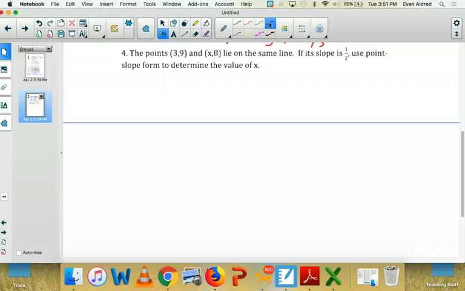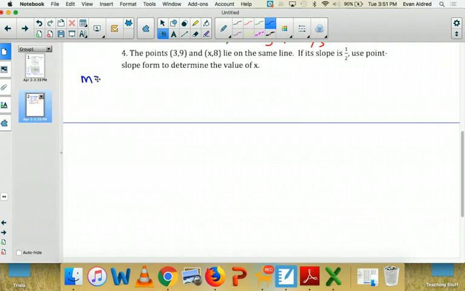Question number 4 is a further extension of point-slope form. This is actually a question that comes off of the SAT review. So for anybody who's thinking of taking the SATs, this is a question that you could be asked on that assessment. There are 2 ways to do this. We may do it both ways, but the question asks us to use point-slope form, so we'll start there. The points (3, 9) and (x, 8) lie on the same line. If its slope is 1/2, use point-slope form to determine the value of x. Let's see how we would do this using point-slope form.